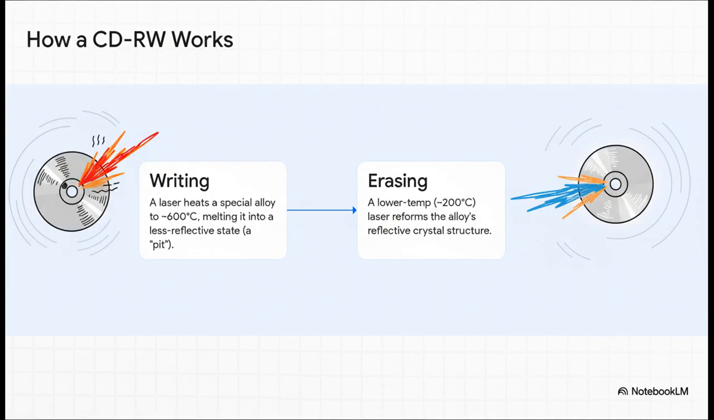Pretty cool. But then, what about rewriting? That's where the pure magic of the CDRW comes in. This thing uses a totally different technology, a special metal alloy. A really hot laser melts the alloy into a non-reflective amorphous state. That's your pit. But here's the genius part. A second laser, at a lower temperature, can heat it just enough to reform its original shiny crystalline structure. It effectively erases the disk, so you can write on it all over again.